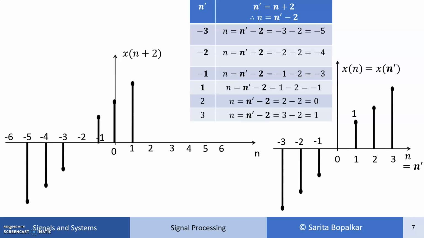In a delay operation, we are shifting towards the right. We delay that time unit. And in case of advance, we'll shift the signal towards the left. We start earlier. That's why towards the left. So this is about the time shifting operation.